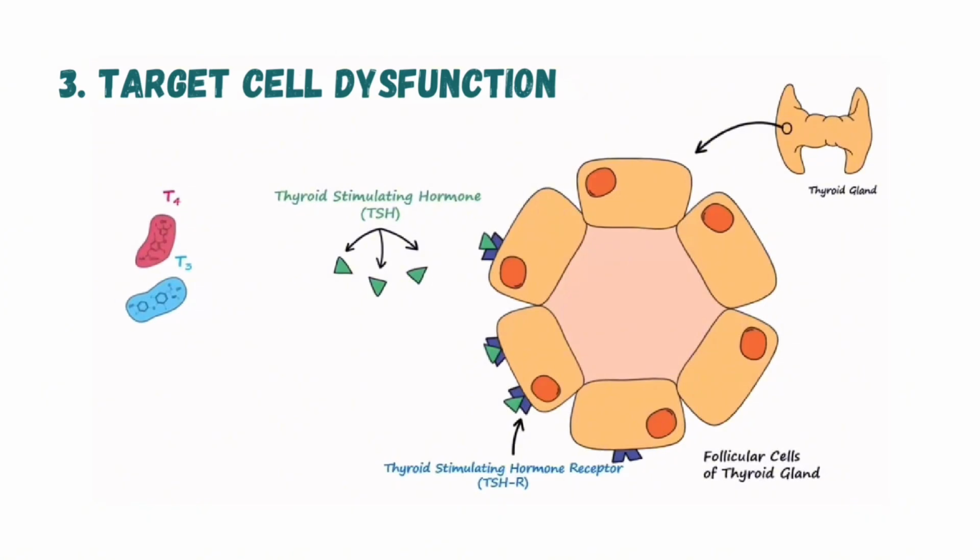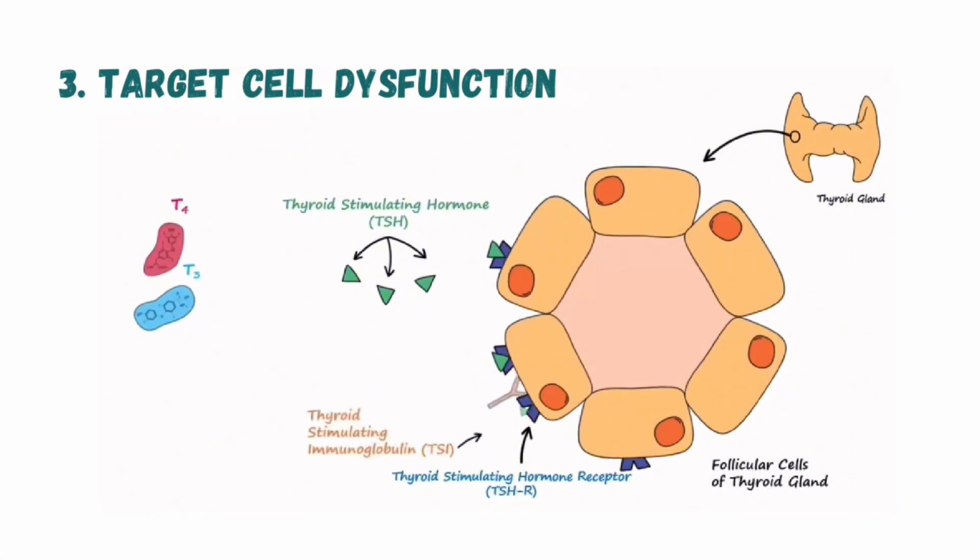Graves' disease results when the body mistakenly produces TSI, thyroid stimulating immunoglobulin. They bind to TSH receptors and activate them to cause an increase in the production of T3 and T4. TSI, however, is not subject to negative feedback. So, TSI causes the thyroid gland to continually produce thyroid hormones, resulting in hyperthyroidism.